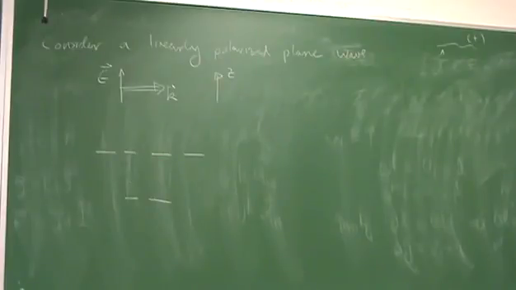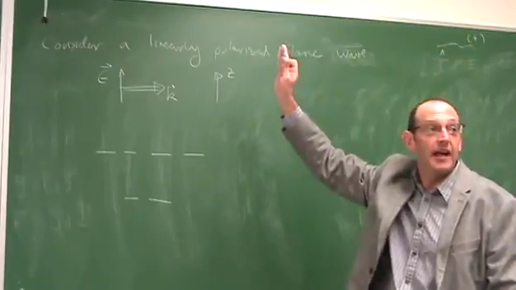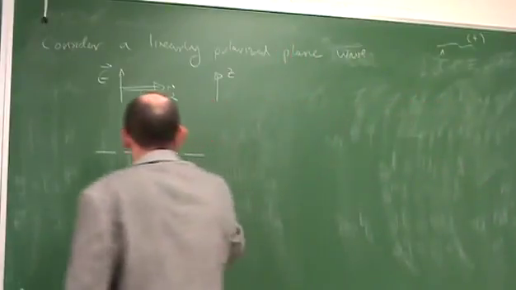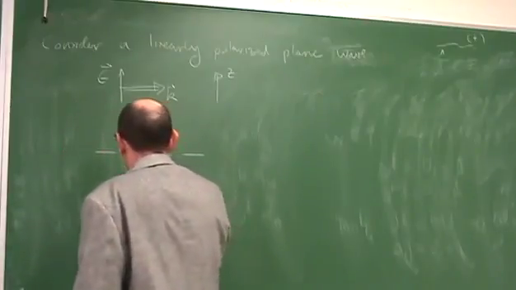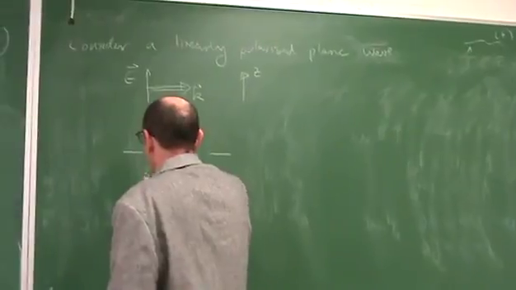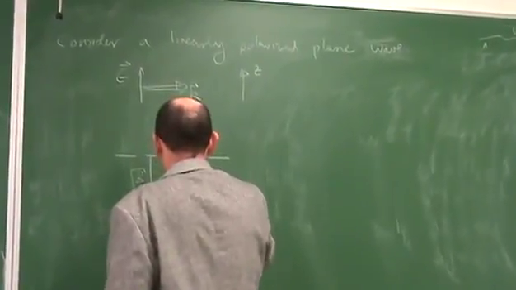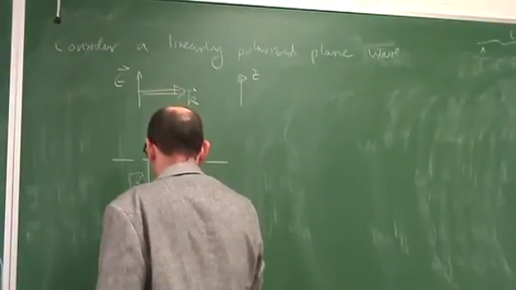Sigma plus, sigma minus, or pi, or all of the above. It's all pi light, because all of the polarization is along the quantization axis. So I drive these transitions. And in fact, for this particular atom, the rate of transition is the same whether it's spin up or spin down.